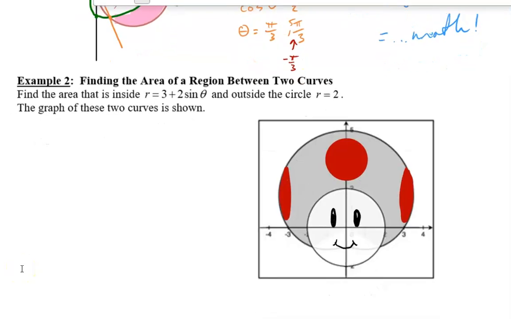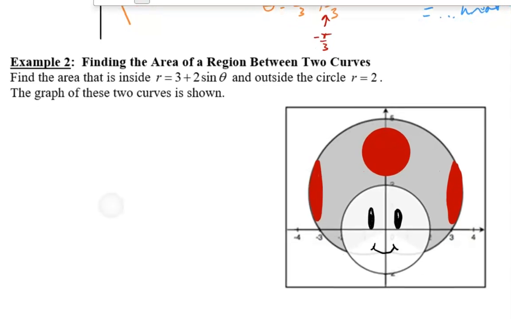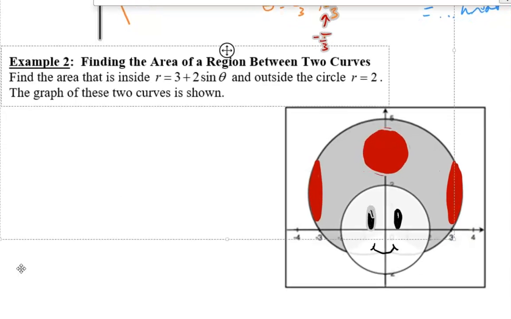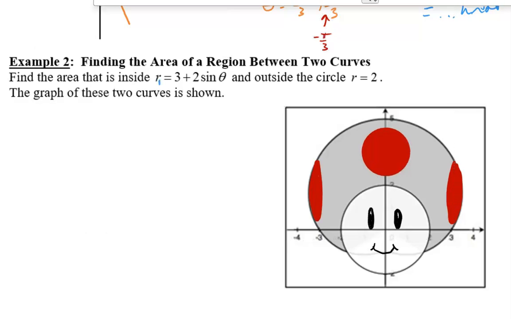We are looking for the area that is inside 3 plus 2 sine theta. Let's call this R1, which is a cardioid, so that's the outer one. It's sine, so it's going to look like this. Okay, so this is R1. And then outside the circle, R equals 2. This one doesn't have a sine or cosine because it's not oriented differently. It's just centered around the pole. So this is R2.